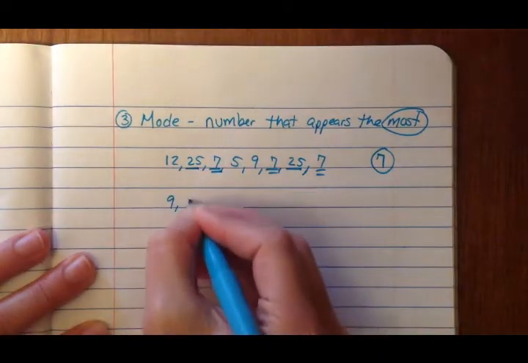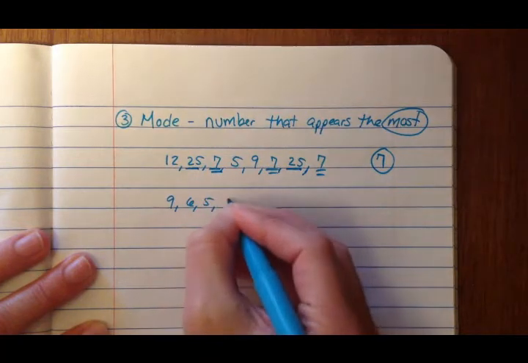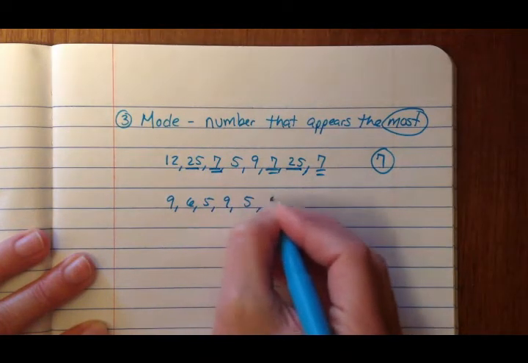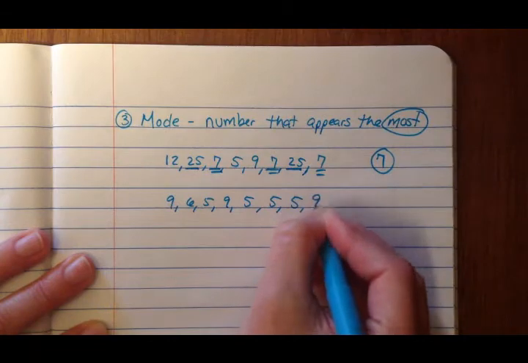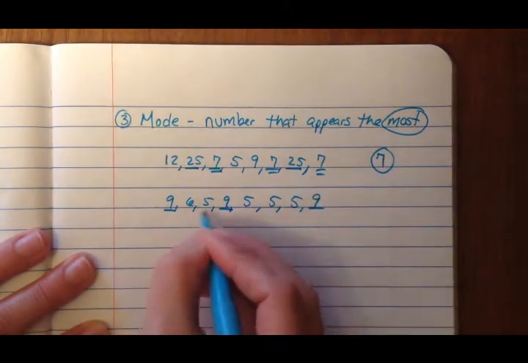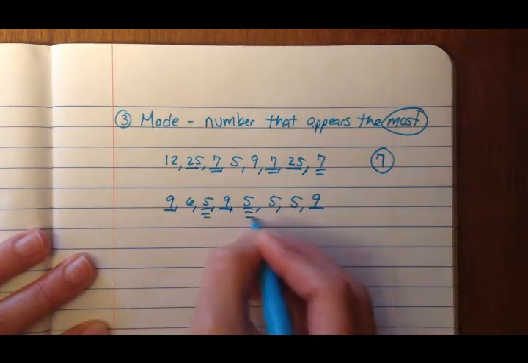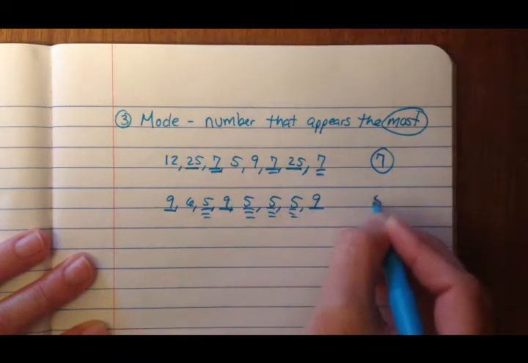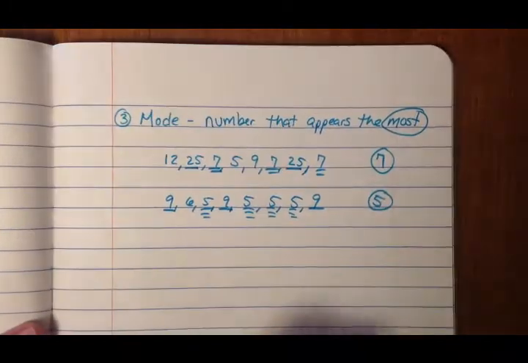Another example, 9, 6, 5, 9, 5, 5, 5, 9. Look at the numbers that appear more than once. So 9s happen a lot, but look at the 5s. 5 appears more often than any other number.